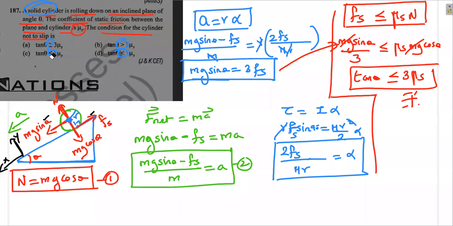I hope you understand. Why have I not substituted Fs equal to mu N? You can't take that unless you know the condition. They're specifically asking you to find the condition for it to happen. So you keep Fs as Fs, solve it, find Fs, and then substitute it in the inequality we have for static friction. Whenever you have a problem with an inequality, you have to use this idea. So tan theta is less than or equal to 3 mu s. This is the condition for rolling without sliding. I hope this is clear.